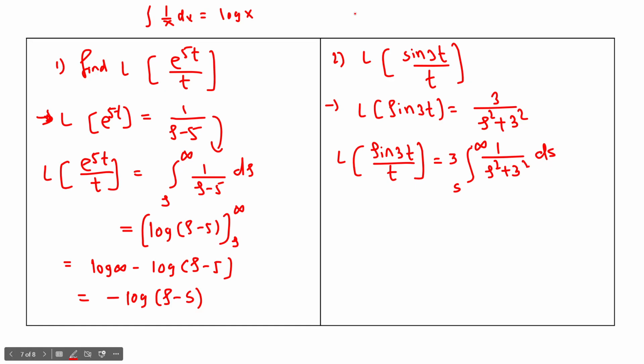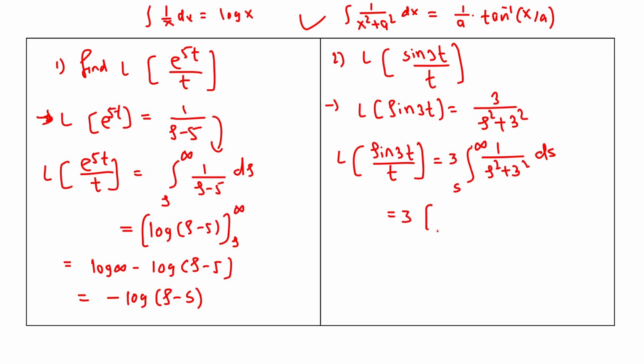We have an integration formula. All of you know this formula, I think. The integration of 1 over x square plus a square is 1 upon a into tan inverse x by a, right? So I'm using this formula here. So 3 constant, keep it as it is, and 1 over a, here a means 3 and x means s. So 1 over a, so I'm taking 1 over 3 outside, inside will get tan inverse s over 3.